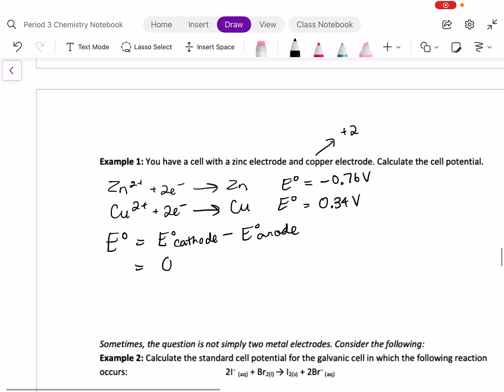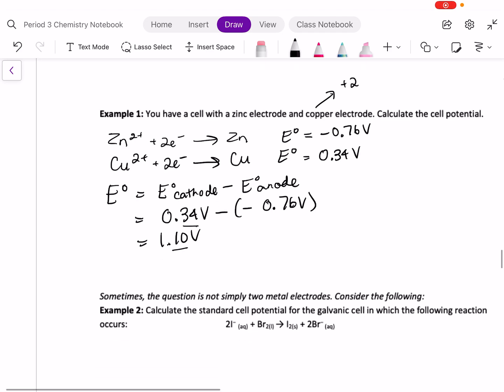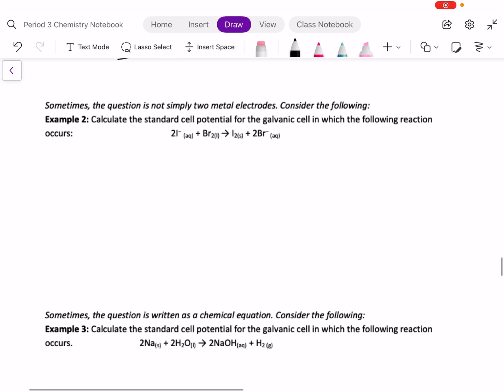I get 0.34 volts minus negative 0.76 volts. I get 1.10 volts overall. Because I have 2 decimal places here in the subtraction, I know that my final answer needs to have 2 decimal places as well.